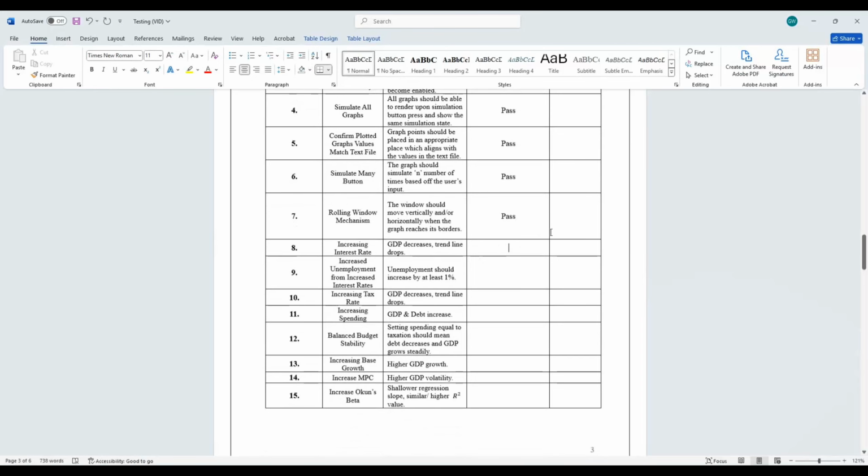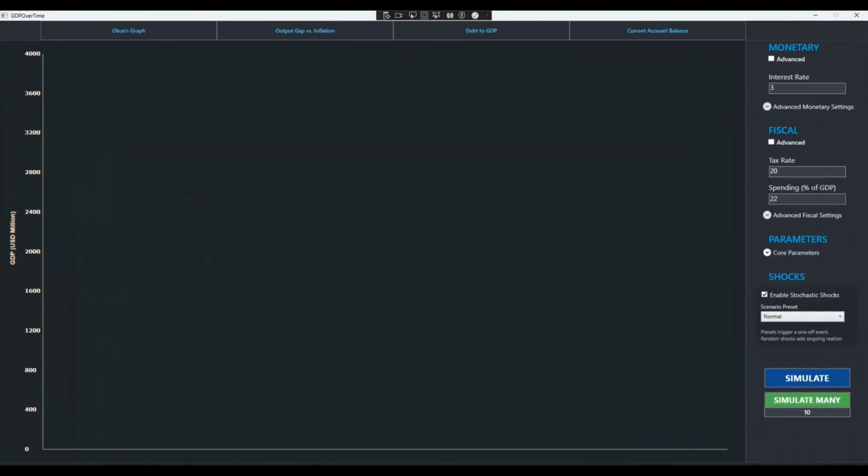Getting into the policy tests, so we have increasing interest rates should decrease GDP, and we can see that by decreasing GDP in the text file or the trend line dropping. So for this test, we will remain interest rate at 3% for the first test, and we will simulate 10 years.